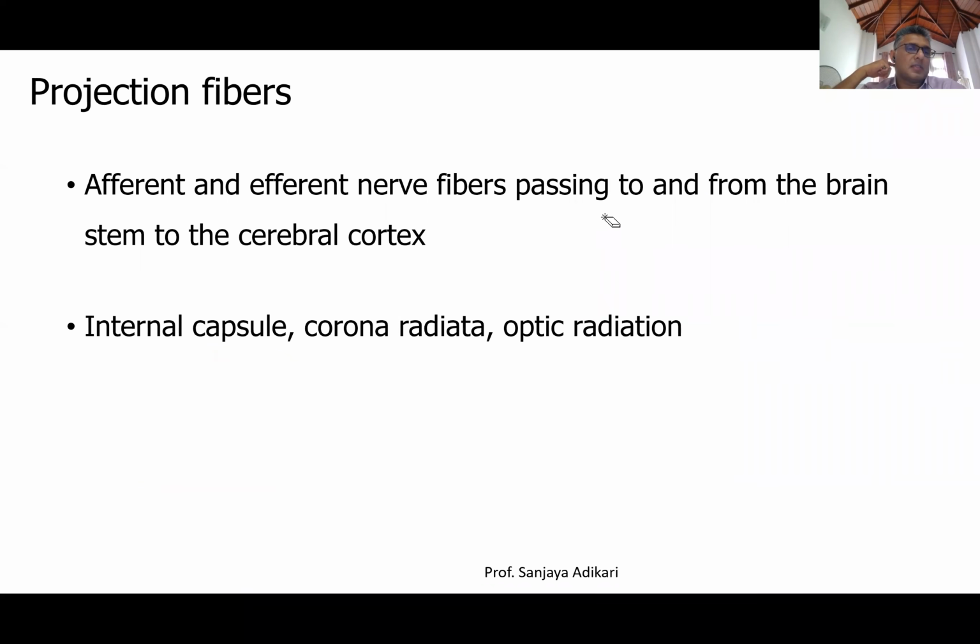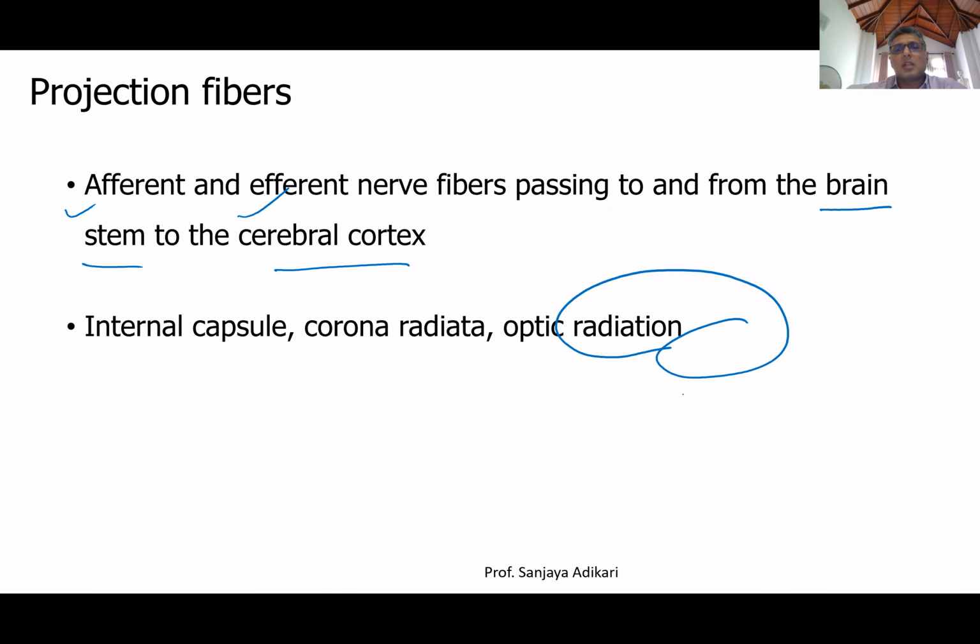Then projection fibers. The third category of white matter is the projection fibers. They are both afferent, which means sensory, and efferent, which means motor. Sensory and motor fibers pass between the brain stem, that is the midbrain, pons, and medulla, and the cerebral cortex. If I draw it, you have the cerebrum like that, then you have the midbrain, pons, and medulla. So connections between the cerebrum and the brain stem are projection fibers.